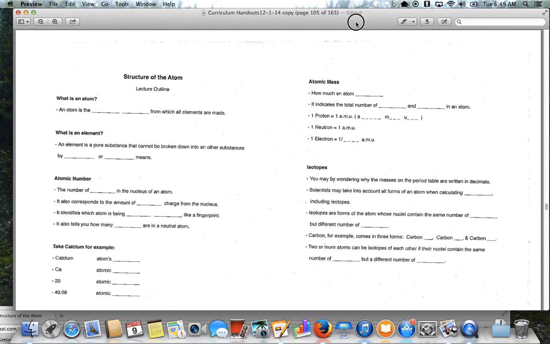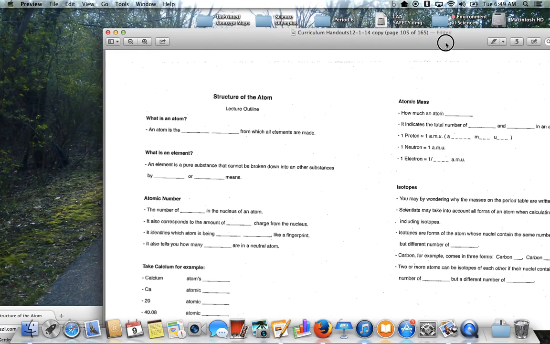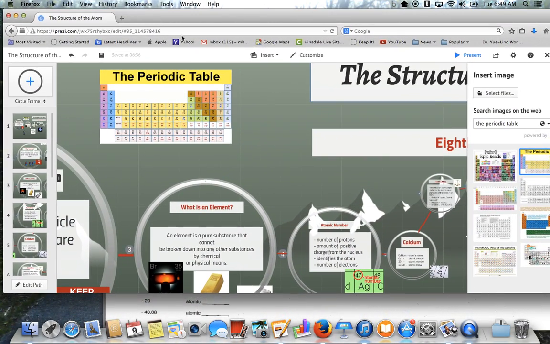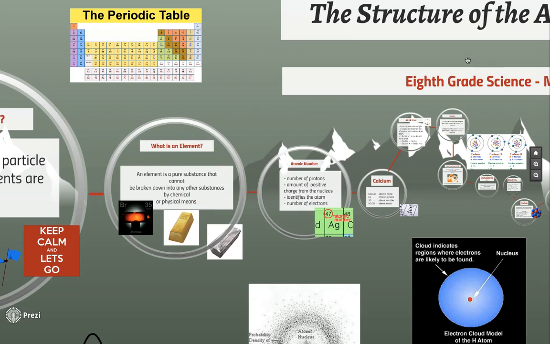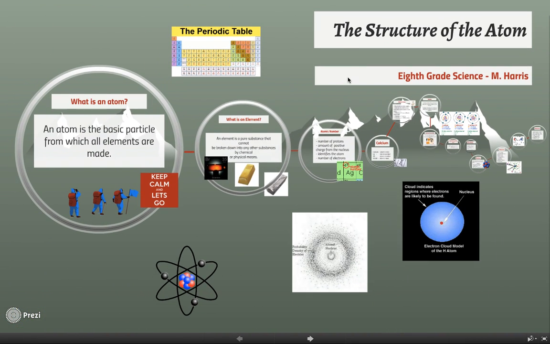Okay, so we're going to dive right in, and as we go through, we may be doing a few exercises related to the periodic table. So I'm going to pull up my presentation here, and we're just going to go ahead and start. Okay, so structure of the atom. I put a few things in here that go along with what's on your note outline, and once again, all you need to do is follow along with this. Okay?